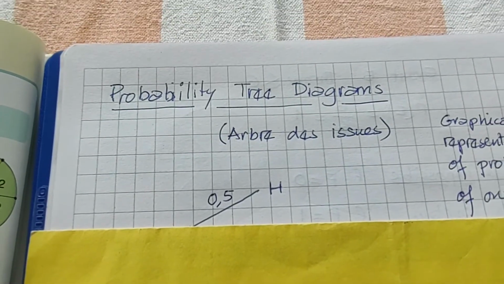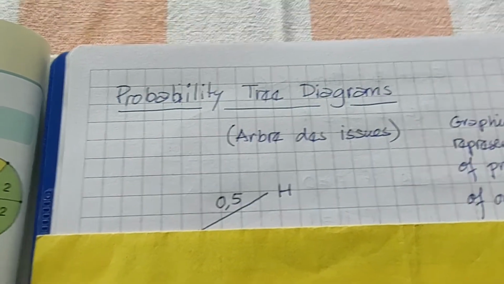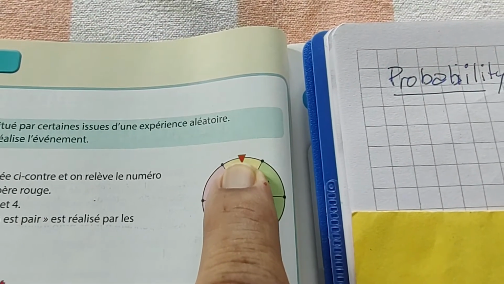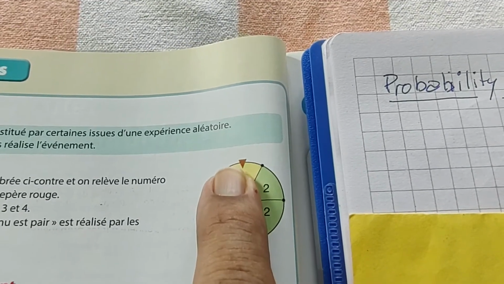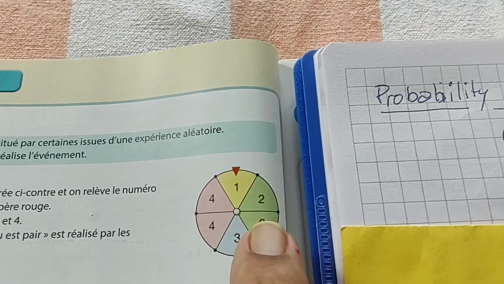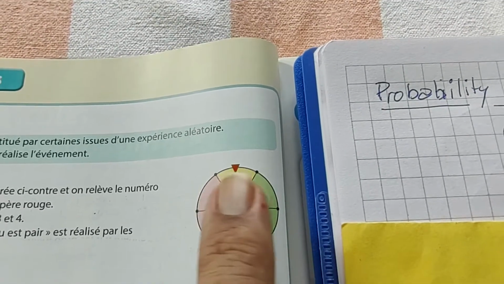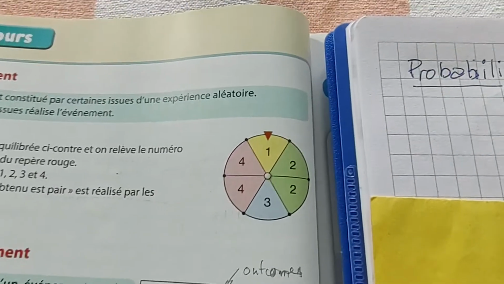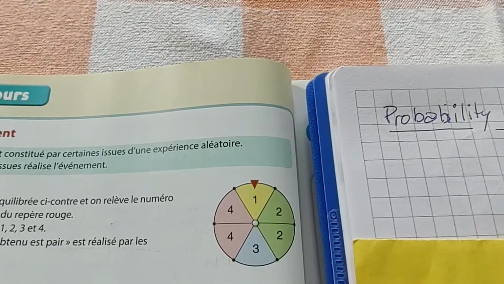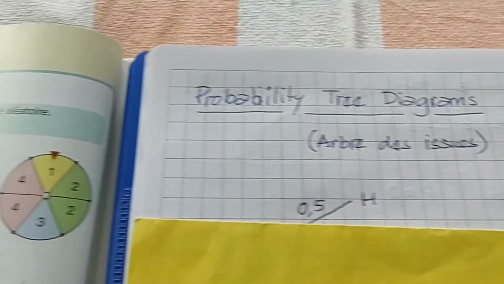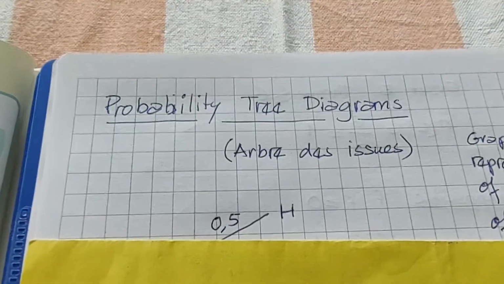For example, when you have a wheel like this, a pinwheel which you rotate and it stops against this red pointer which doesn't rotate. So then you have how many outcomes? You have 1, 2, 2, 3, 4, 4. But the event could be described as positive outcomes, or it could be described as all outcomes that are greater than 2. We have done this in the last video. You have also done some problems.